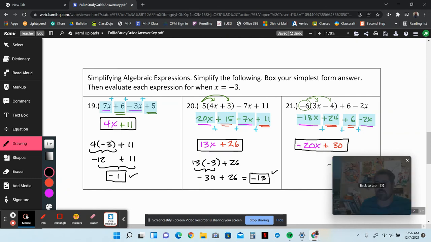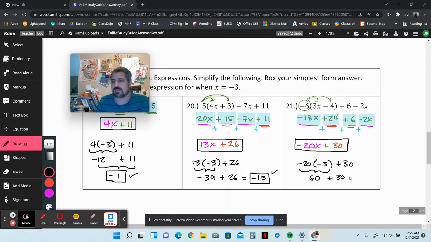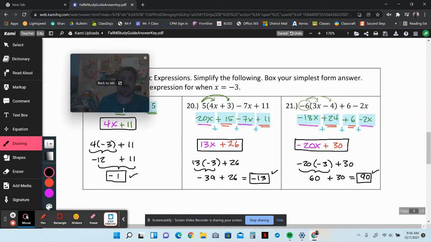And then you're going to evaluate for when x is negative 3. So now you're going to replace the x with negative 3 and see what this whole thing is worth. Multiply before you add or subtract. So negative 20 times negative 3 is positive 60. Remember, negative times negative is positive, and 20 times 3 is 60. And then 60 plus 30 is, of course, 90. So this is going to be 90 as your value. That's what you put in the answer document, if you had one.